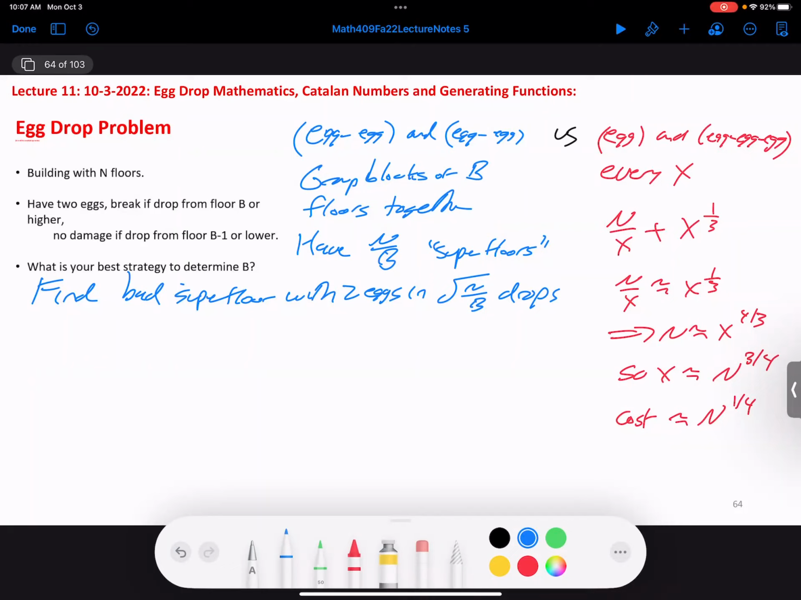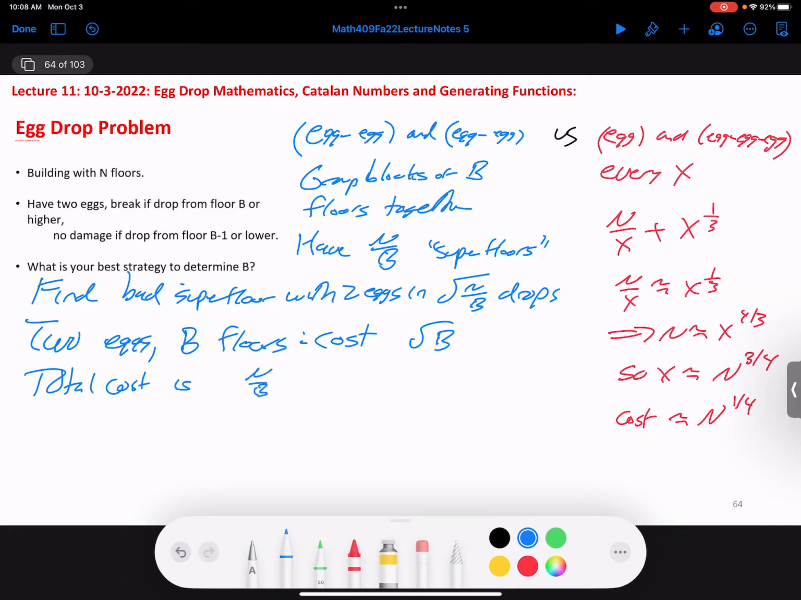So this is the 2-egg problem now. So now it's the 2 eggs, B floors. So what's the cost? Square root of B. So total cost is n over b to the 1/2 plus b to the 1/2.